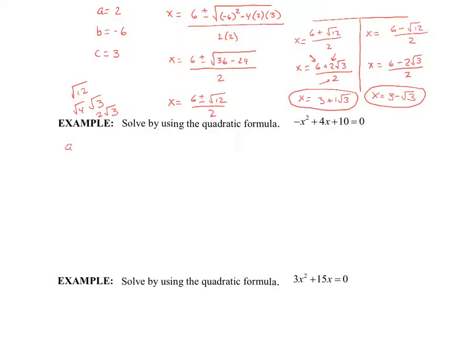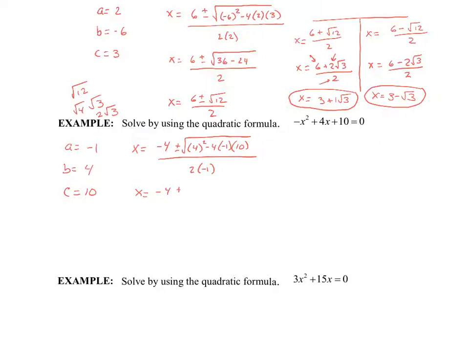Notice that on this example here, a is equal to negative 1, b is equal to positive 4, and c is equal to positive 10. So as I plug into the formula, x equals the opposite of b, so negative 4, plus or minus the square root of b squared, 4 squared, minus 4 times negative 1 times 10. Extend my radical a little bit. Okay, all over 2a, so 2 times negative 1. And so let's start simplifying.